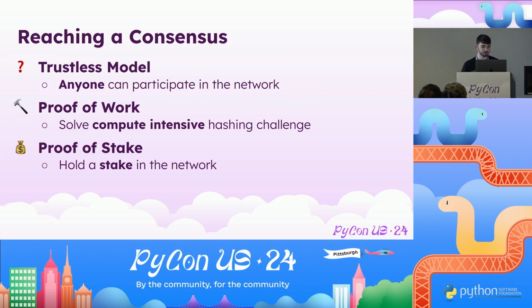So there are two main ways that this is done in various blockchain networks. The first of which is proof of work. And this basically says in order to add to the chain, you have to solve a compute-intensive hashing challenge. So this is what most people think of when they think of blockchain: Bitcoin and mining and really expensive GPU operations. That's what proof of work is.